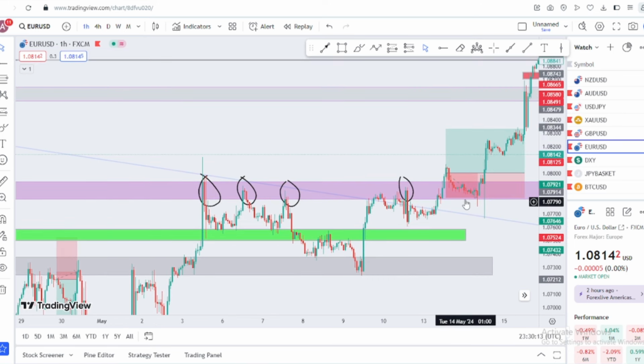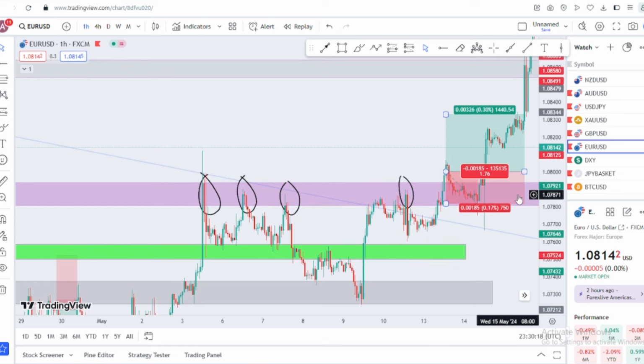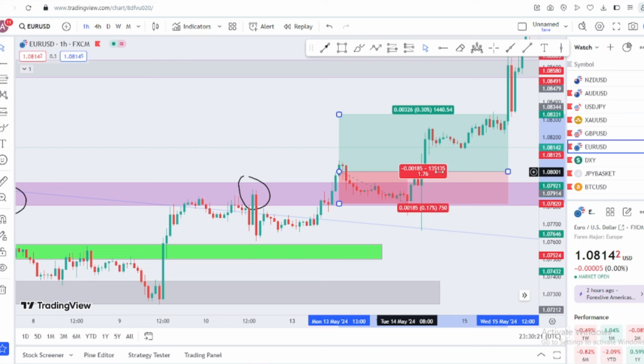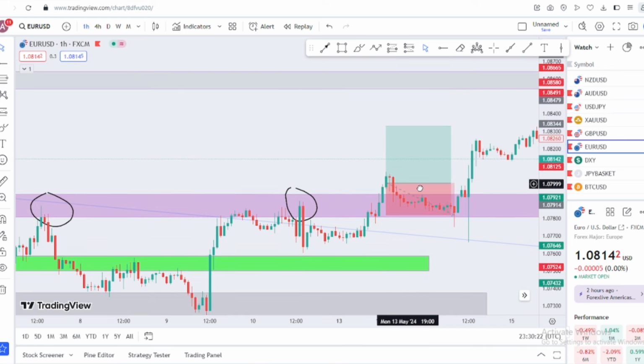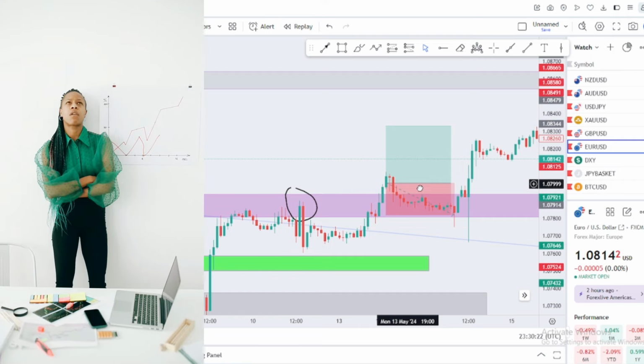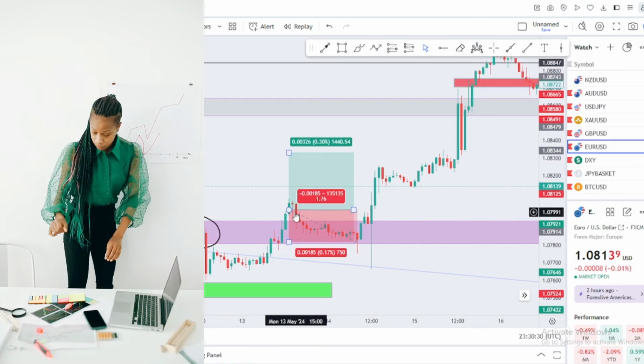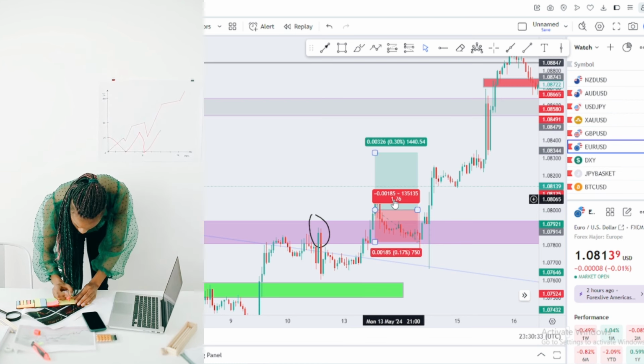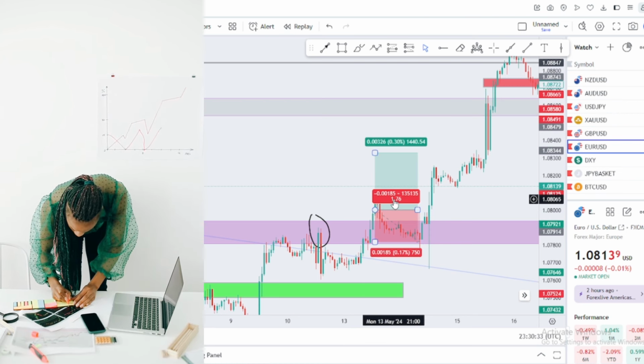You see what happened here? These spikes came out. Let me zoom out so that you guys can see. Price now had to push all the way to the downside before going your way. So that means you might even lose your trade. Even when you are right, you may still lose that trade before price goes in your direction.